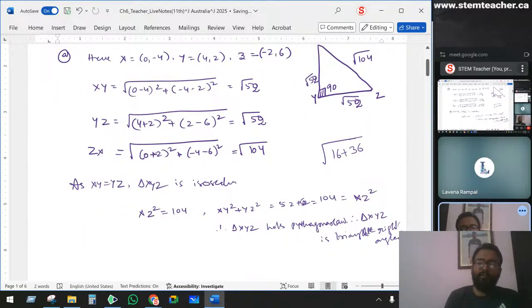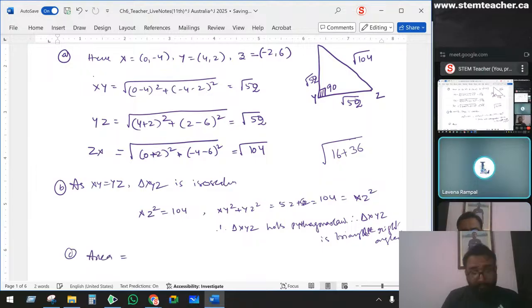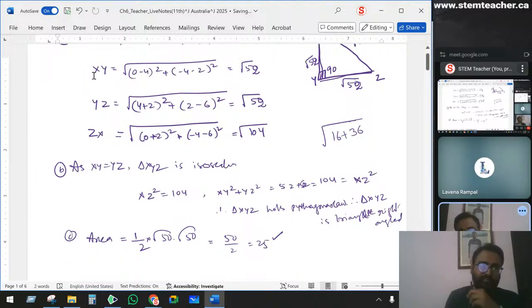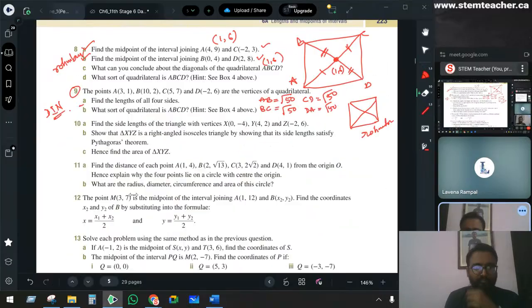And what is the area of the right angle triangle? Half base times height. So you can consider this as base and this as height. Whenever you get the height, it must be straight 90 degrees. So it is square root 50 into square root 50, which is 50 by 2, equal to 25. Okay, so this is problem 6/10A. This is done.